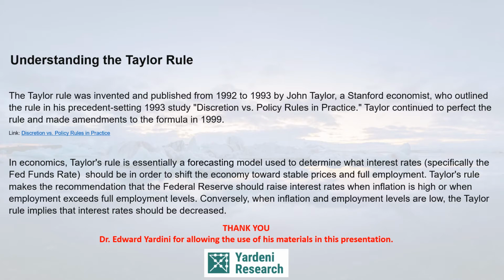I wanted to make a quick video regarding the Taylor Rule, which was named after Stanford economist John Taylor, who outlined a rule in his study Discretion versus Policy Rules in Practice. And Taylor continued to perfect the rule and made amendments to the formula in 1999.